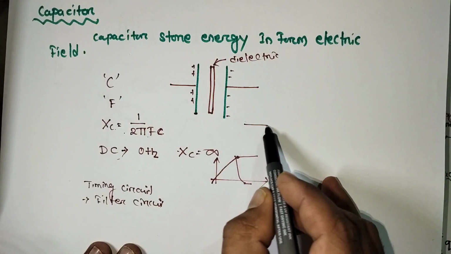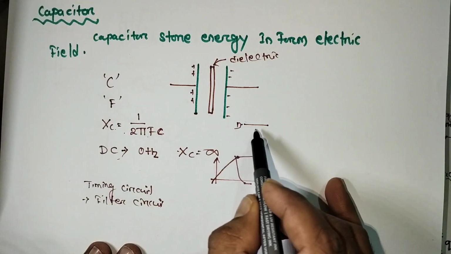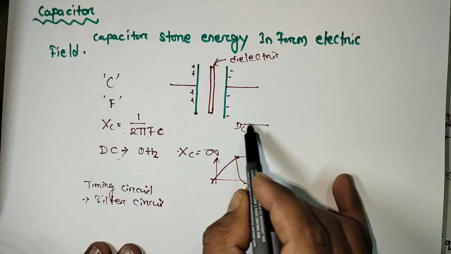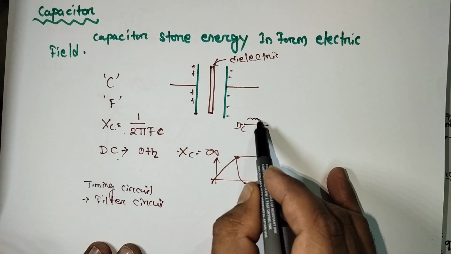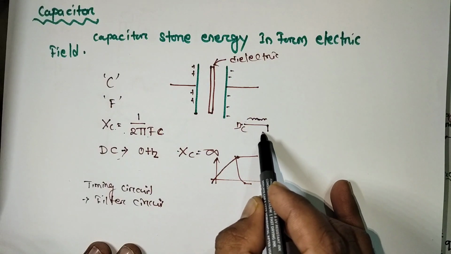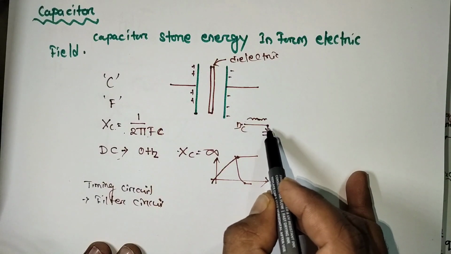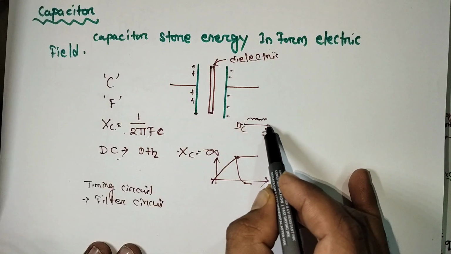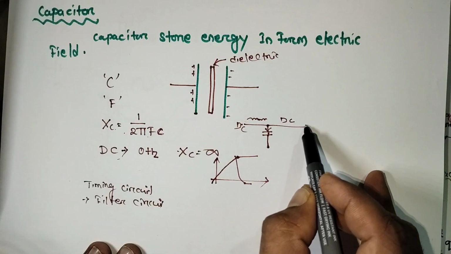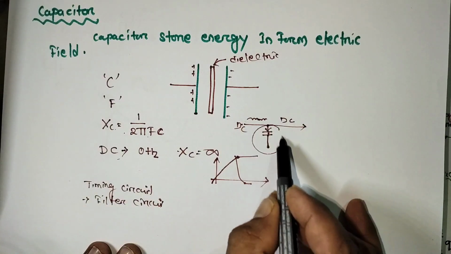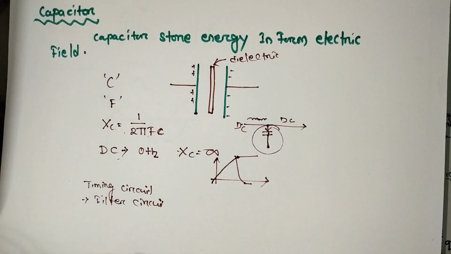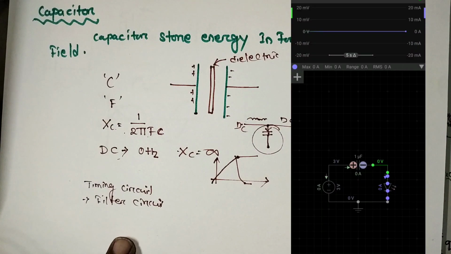Suppose in a filter you are giving DC, and some noise or AC component comes in with the DC. What happens? If you connect a shunt capacitor, whatever the AC value is, it will discharge through the capacitor, and pure DC goes to the main circuit. That is the best example of this. We also use it in timing circuits and in the oscillator required by a microcontroller. So this is how we use it.